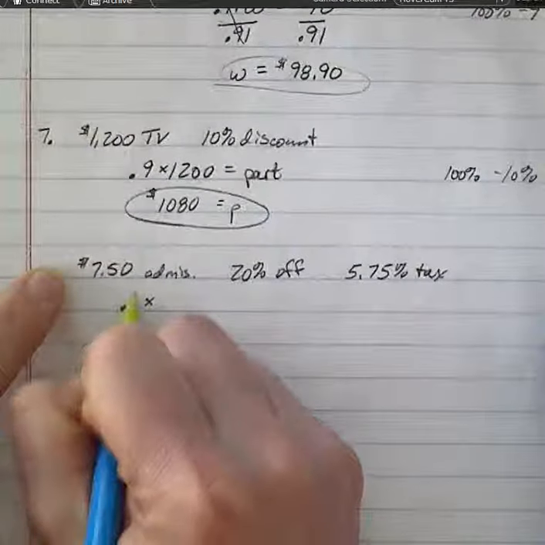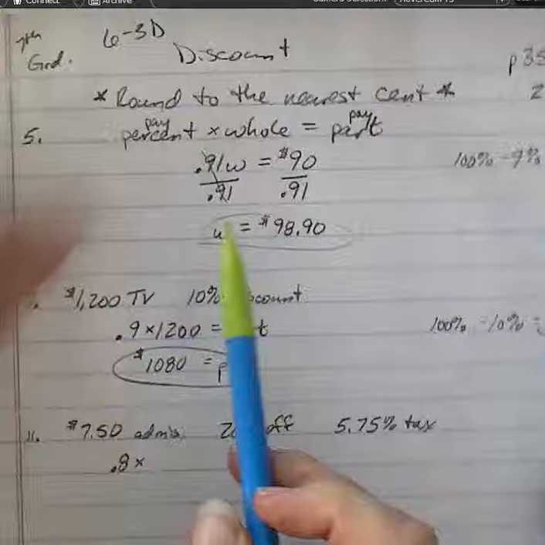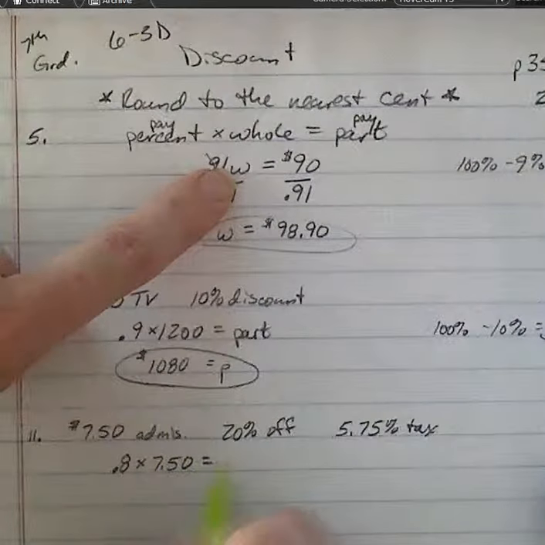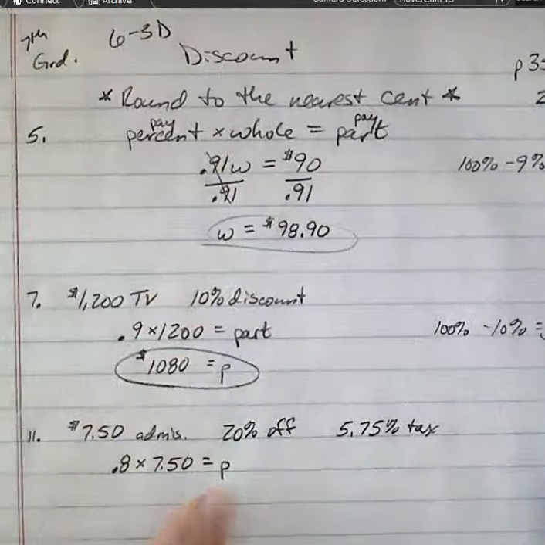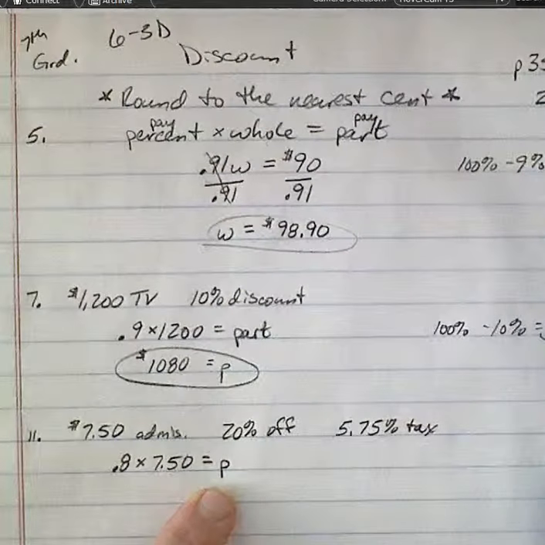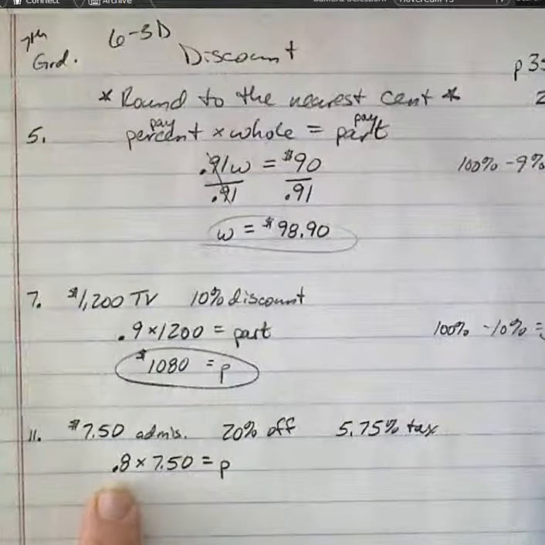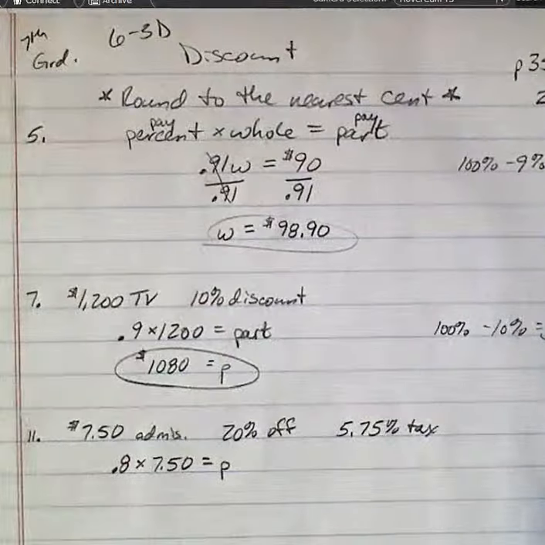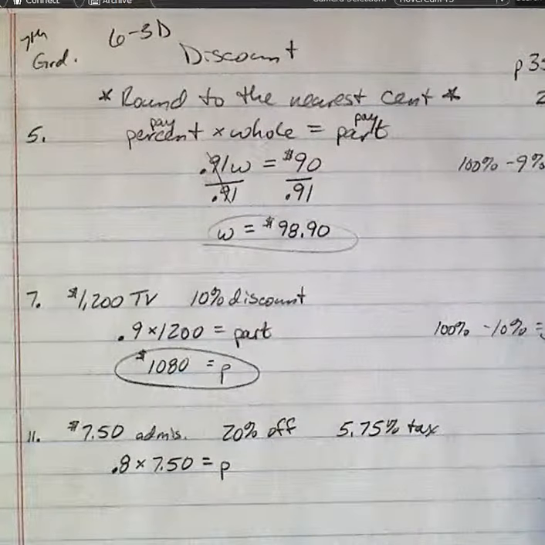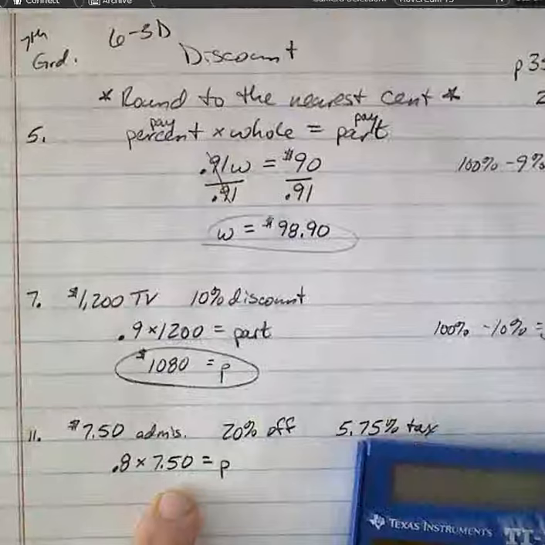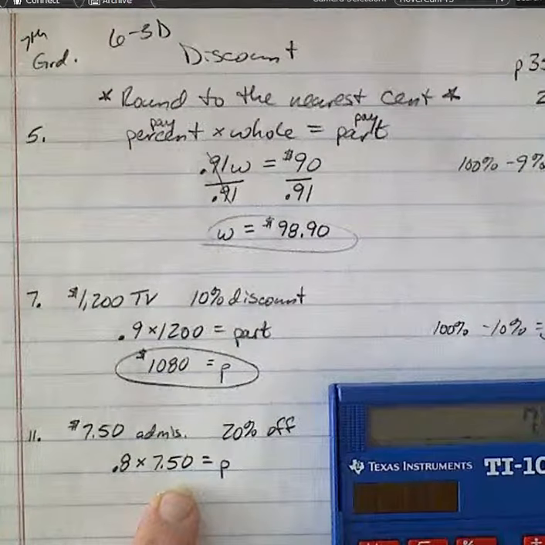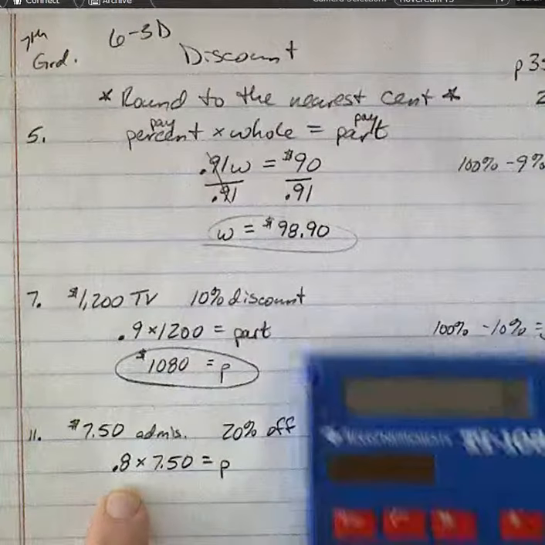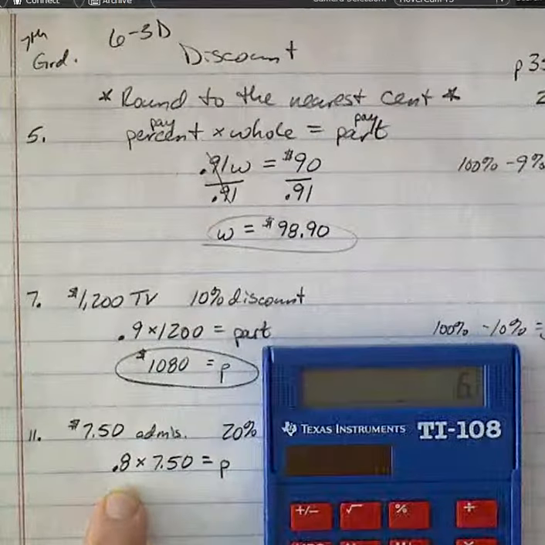Okay, so 0.8 would be the percent you pay. The whole is the $7.50, and then the part you have to pay is at the end. We're paying 80%. Does everybody see where the 0.8 came from? Can we mental math that? I want us to mental math that if possible. Okay? So we're paying 80% of the $7.50. I've already got what my calculator is going to say, and my calculator says 6.